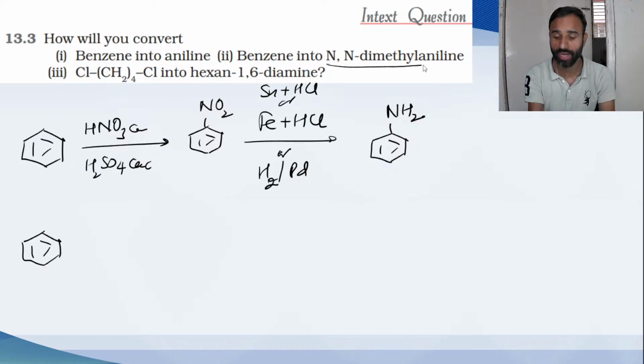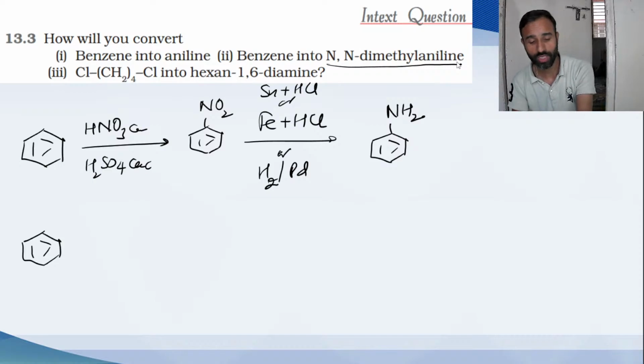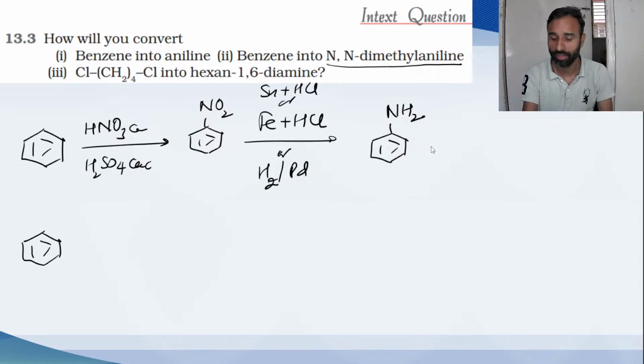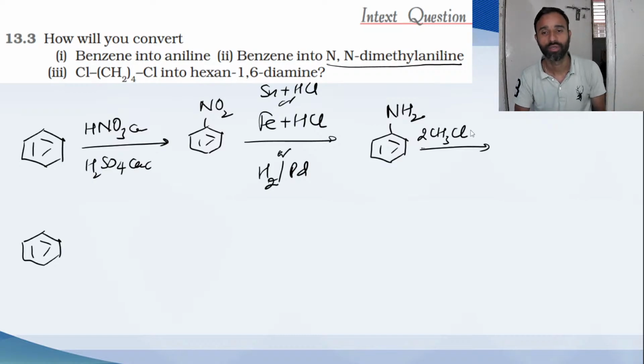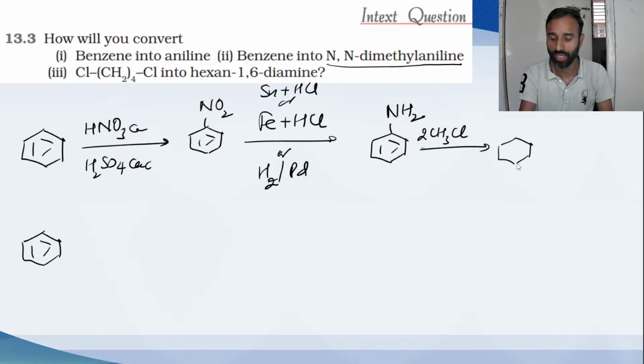Now benzene into N,N-dimethylaniline. So up to this reaction is the same. First we will get aniline by this route, and then further reaction with 2 moles of methyl chloride, through hydrolysis of the amine, ammonia, we get N,N-dimethylaniline.